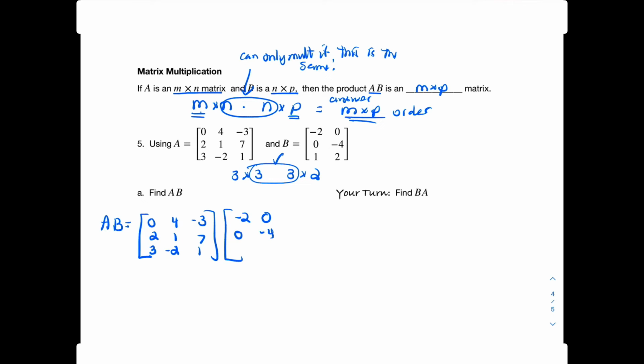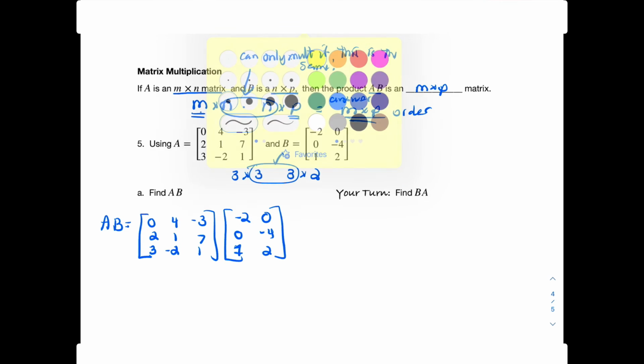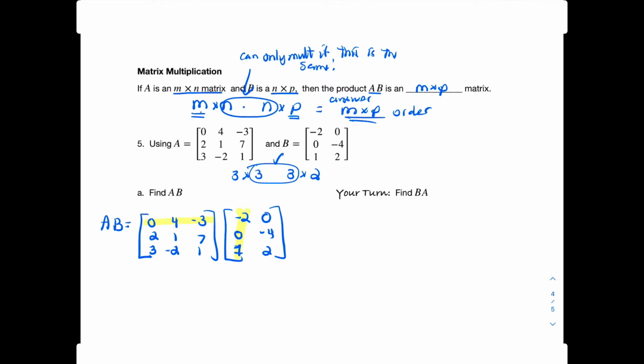Now, how you multiply matrices is just remember this. Go across the row and down the column. So for the first row, first column, to find my first row, first column entry in my answer matrix, I'm going to go across the row and down the column. So I'm going to take 0 and times it by negative 2. Then I'm going to move over and down. And I'm going to add 4 times 0. Now I'm going to move over and down again. I'm going to add negative 3 times 1. And that sum is my first row, first column entry answer.